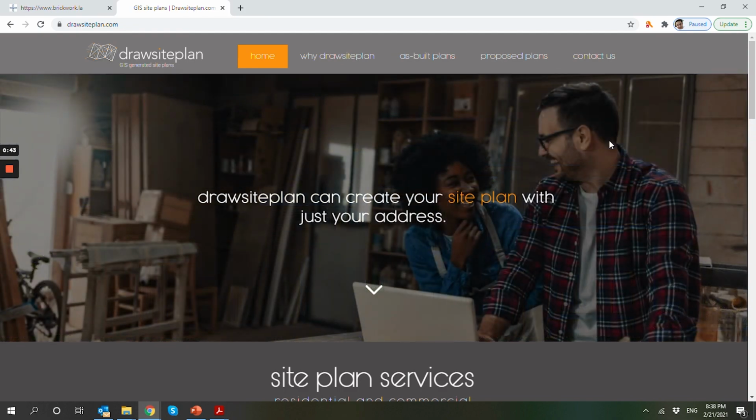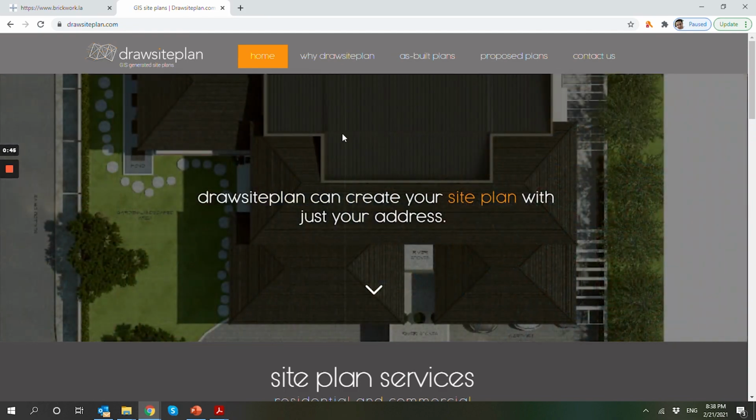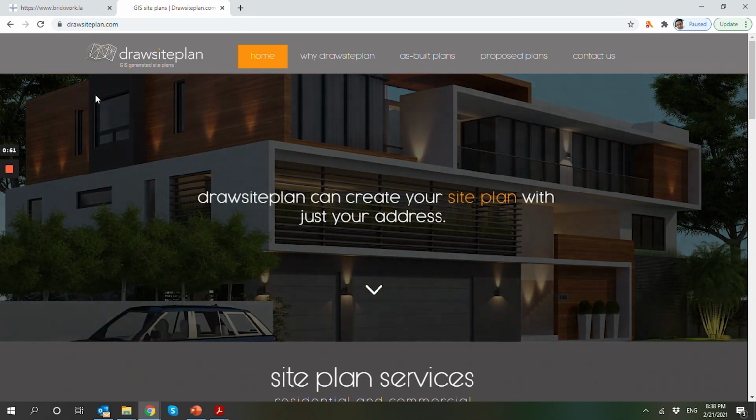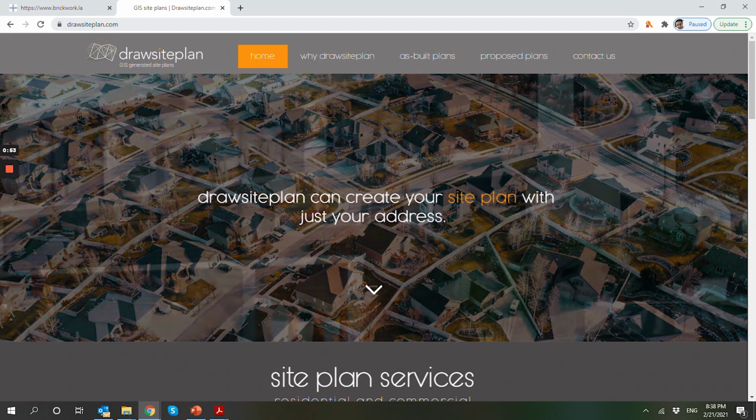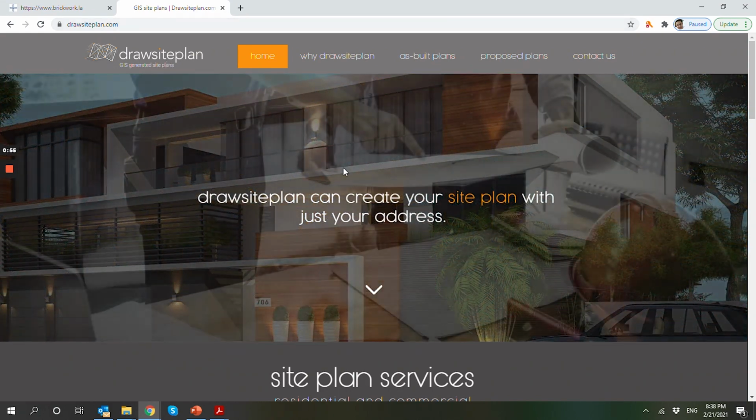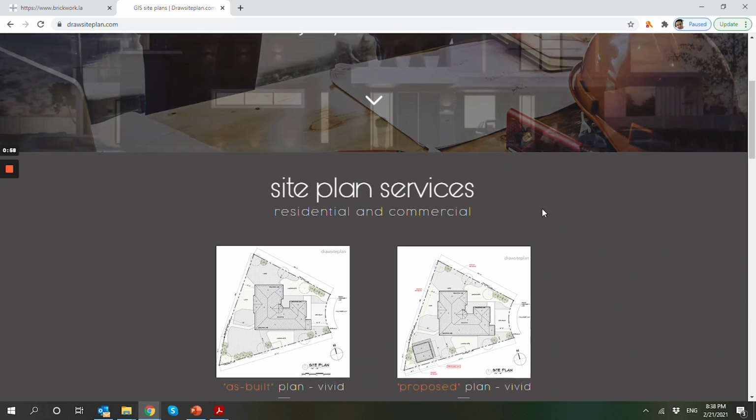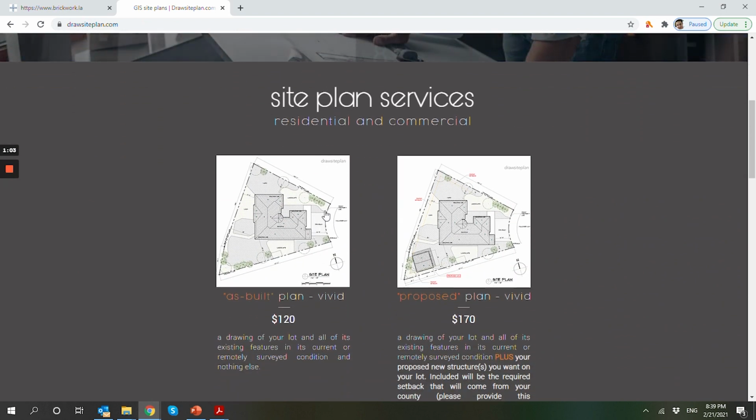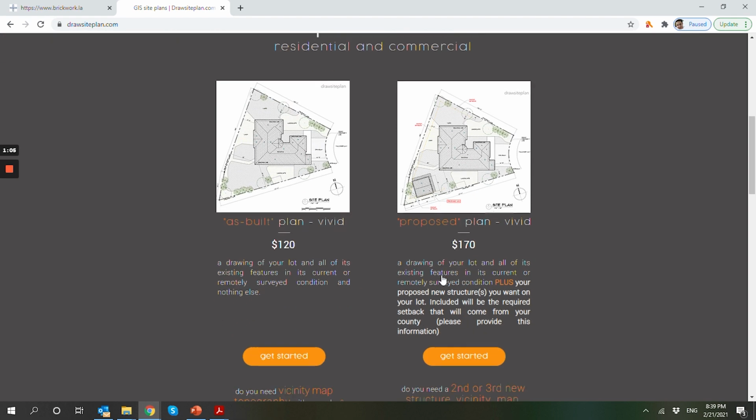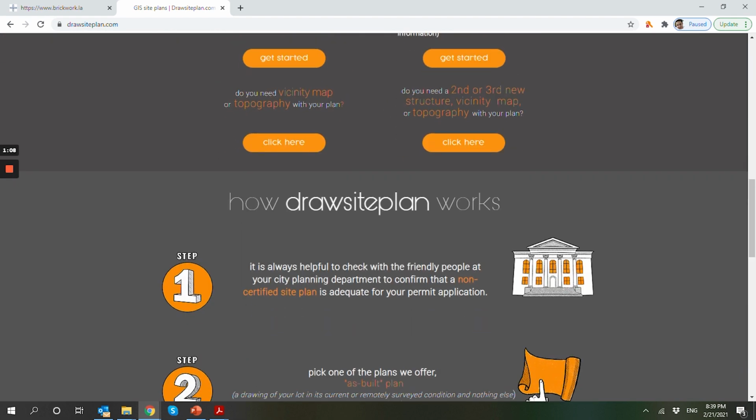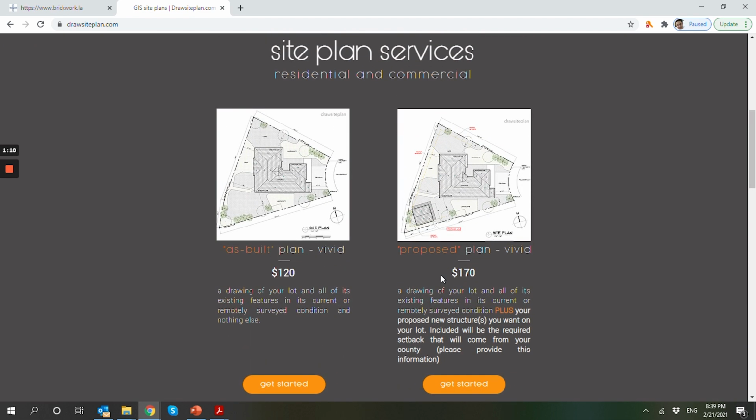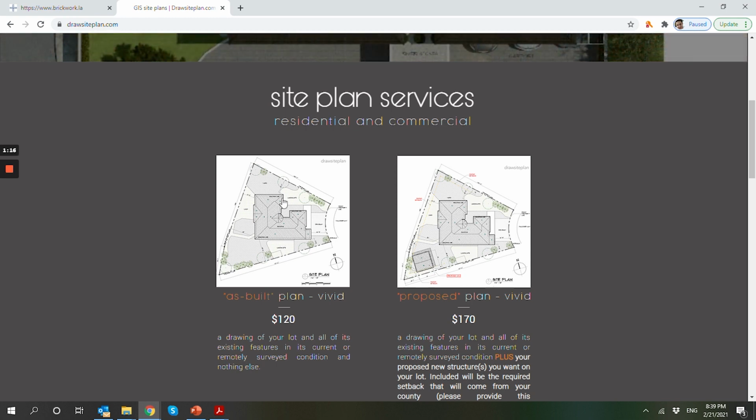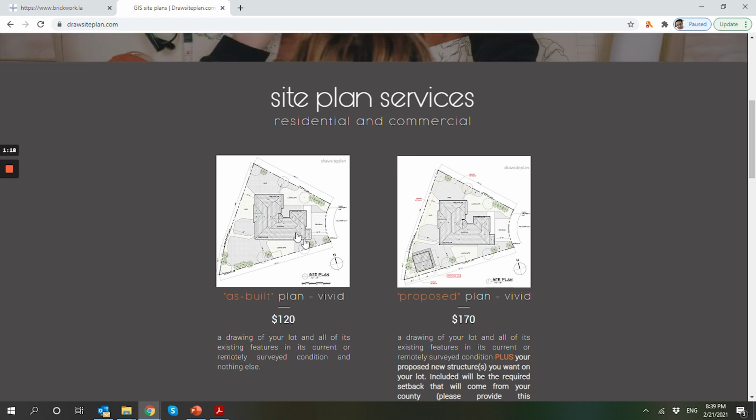So the first thing you can do, and probably want to do, is order a site plan. Now this website is called drawsiteplan.com. When you go to this website, you have an option to choose different site plans. It's going to show you the different site plans you can choose from. For what you need for feasibility, the basic one is more than enough. It's going to show you exactly the measurements of the lot and the structures on it and so forth.